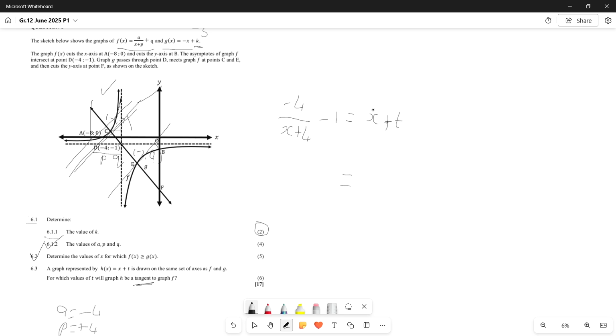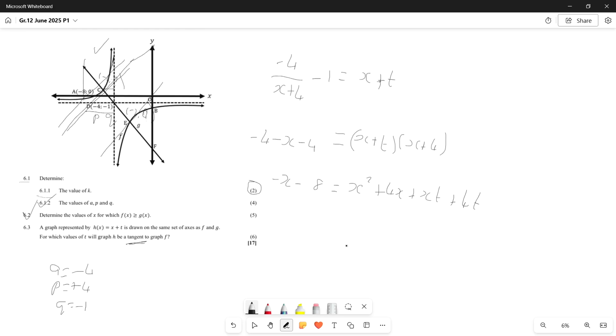So first we have to times everything up. Each term needs to get x plus 4 so that we can drop the denominator. So we have -4 here, we have minus x minus 4, I've just distributed there, minus x minus 4 equals x plus t, x plus 4. So -4 minus 4, so we have minus x minus 8, and then we have x squared, x times 4 is 4x, x times t is plus xt, and then t times 4 is plus 4t.